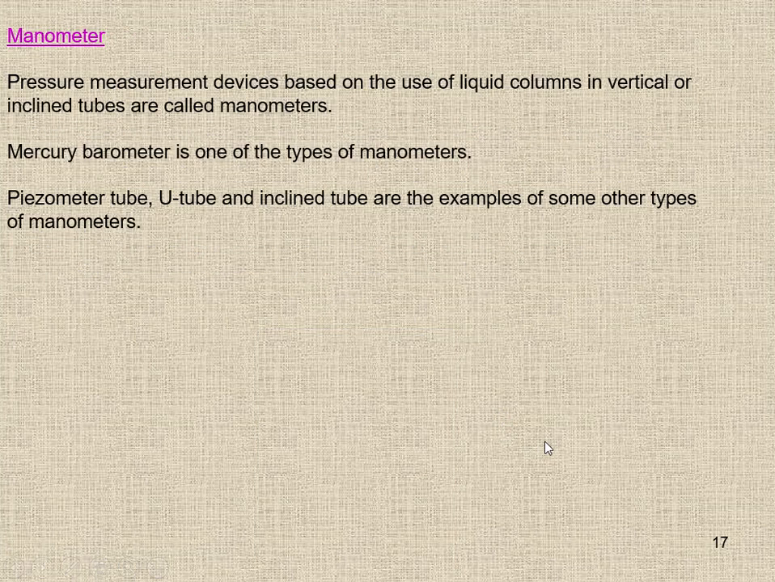So now we see the manometers. What are manometers? Pressure measuring devices based on the use of liquid columns in vertical or inclined tubes are called manometers. The mercury barometer is one type of manometer, and other examples are the piezometer, which is the simplest one, the piezometer tube, U-tube and inclined tube manometers.